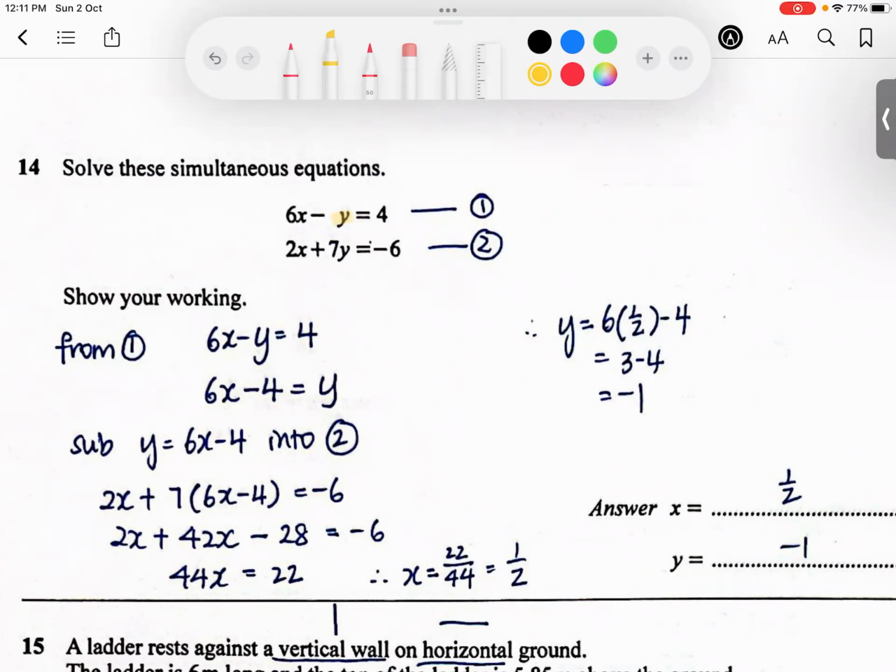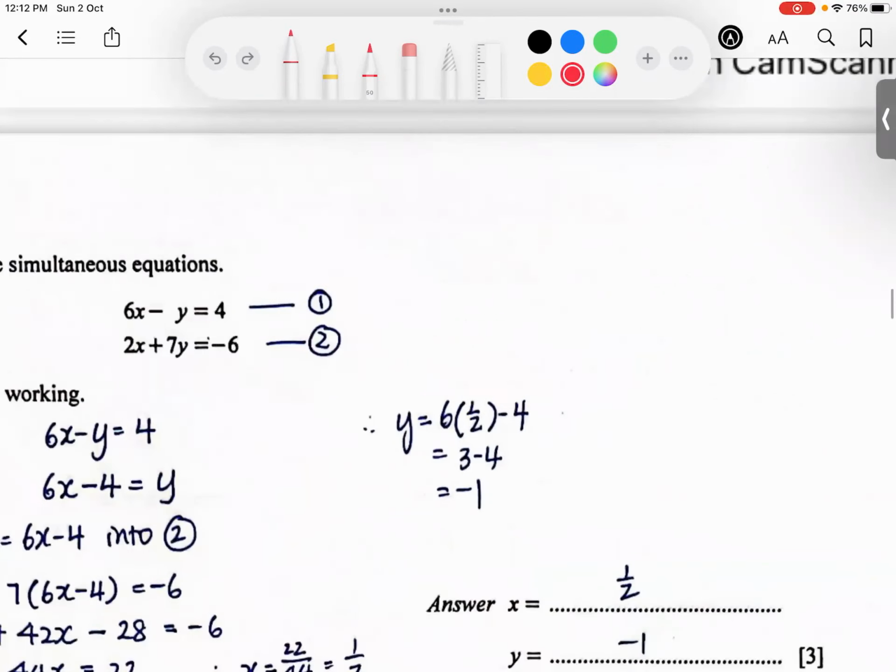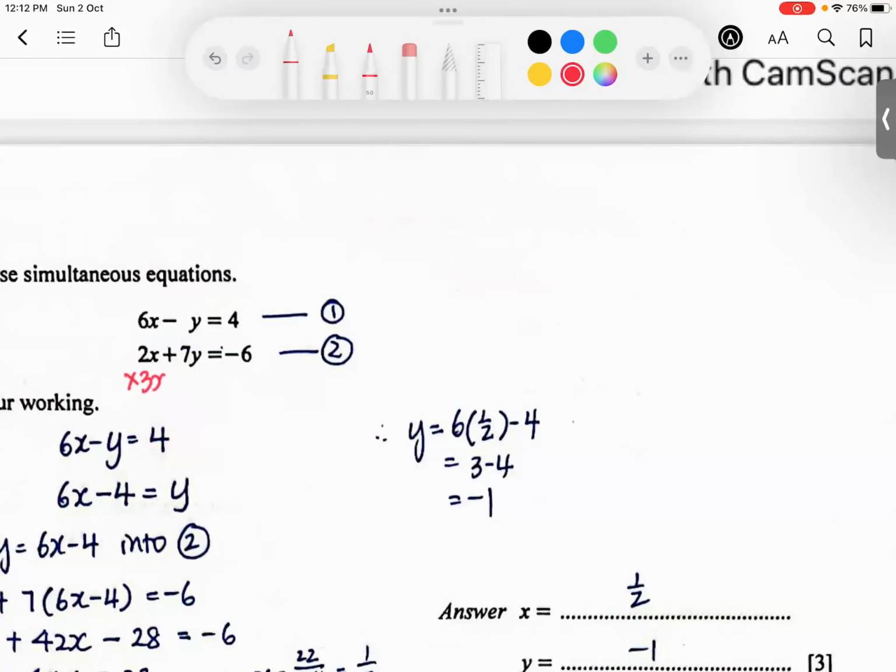Okay, if not, if you want to do elimination, you can use the method that I use down here. So for elimination, there are two types. Number one, either you make x the same or you make y the same. So if you were to make x the same, in this case, I'll multiply by 3. Then I'll get 6x plus 21y equals negative 13, and I compare it with 6x minus y equals 4.